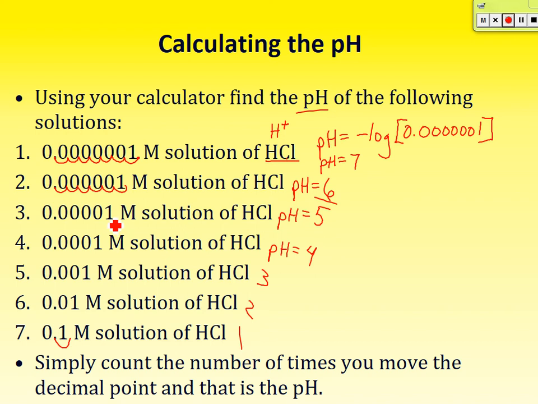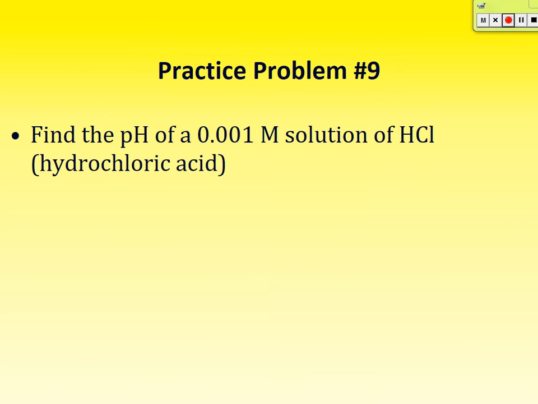If it's not a power of 10, what if it ended in a 2? Would that work? No, you would need to use your calculator. So I've got a few practice problems for you to try. Please have your calculator out. Practice problem number 9. I want you to find the pH of this solution. It is a 0.001 molar solution of HCl. This is my H plus concentration.